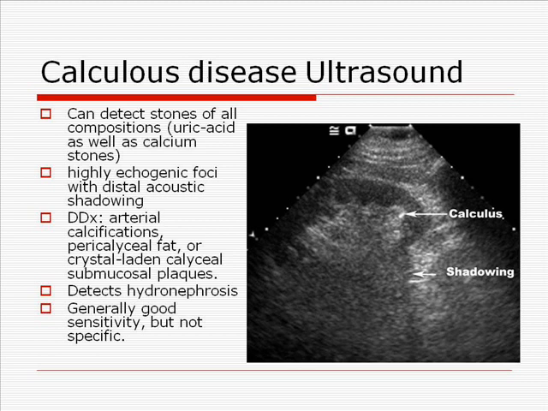On ultrasound, you can see stones as a hyperechoic, echogenic focus with distal acoustic shadowing, as shown here on the image to the right. And it can detect stones of all types, whether they're uric acid or calcium stones. The differential diagnosis for calculus disease is arterial calcifications, pericalyceal fat, or calyceal submucosal plexus. And also you can see hydronephrosis if there's obstruction secondary to the calculus disease.